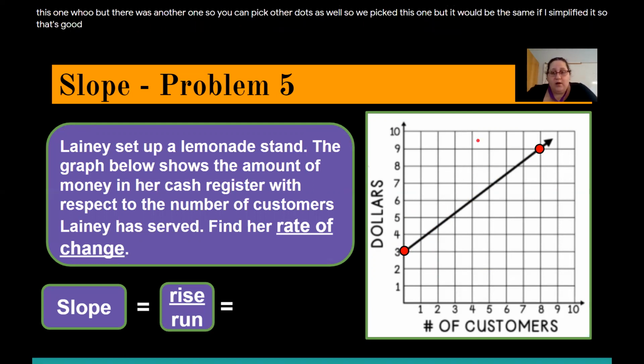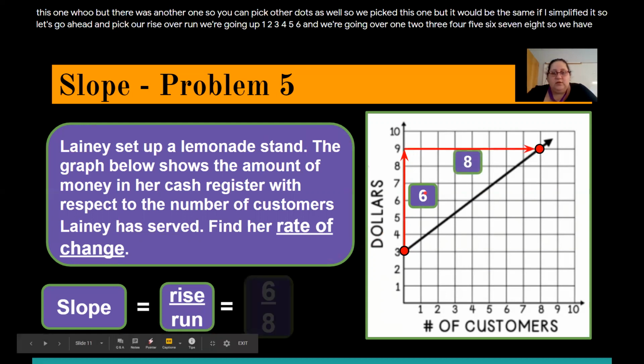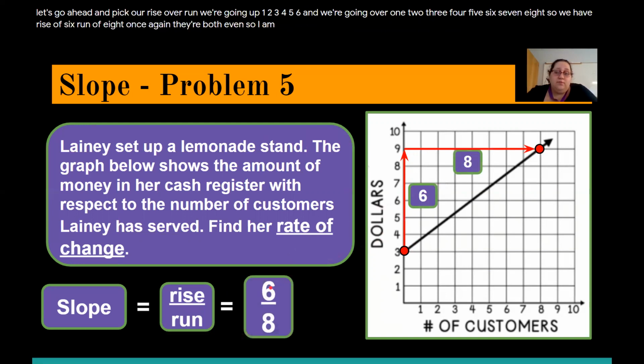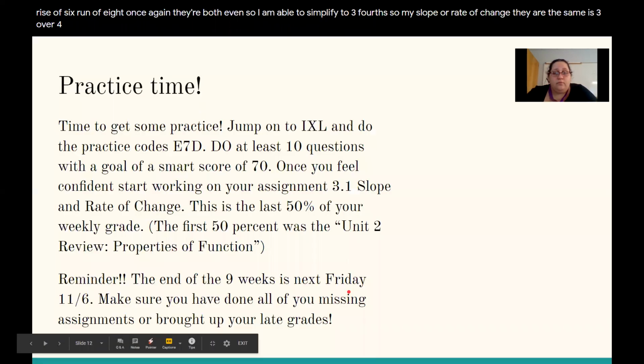So let's go ahead and pick our rise over run. We're going up 1, 2, 3, 4, 5, 6. And we're going over 1, 2, 3, 4, 5, 6, 7, 8. So we have a rise of 6, run of 8. Once again, they're both even, so I am able to simplify to 3/4. So my slope or rate of change, they are the same, is 3/4. Okay, so that's pretty much rate of change.